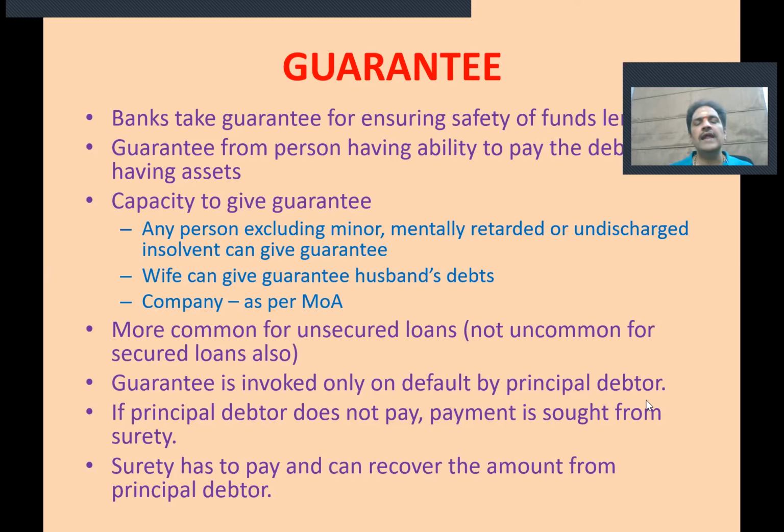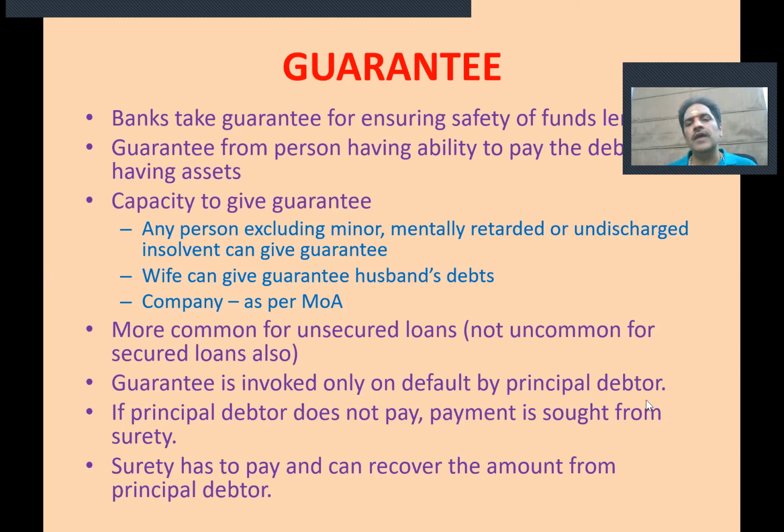So banks take guarantees for ensuring the safety of funds. The guarantee should be from a person having the ability to pay. The important thing is that it is not just any person that the bank will take as guarantor. If the principal debtor cannot pay, the guarantor should have the ability to pay. And how do you assess the ability? In terms of the net worth that he has, that is, the assets he has, to be in a position to pay the amount.